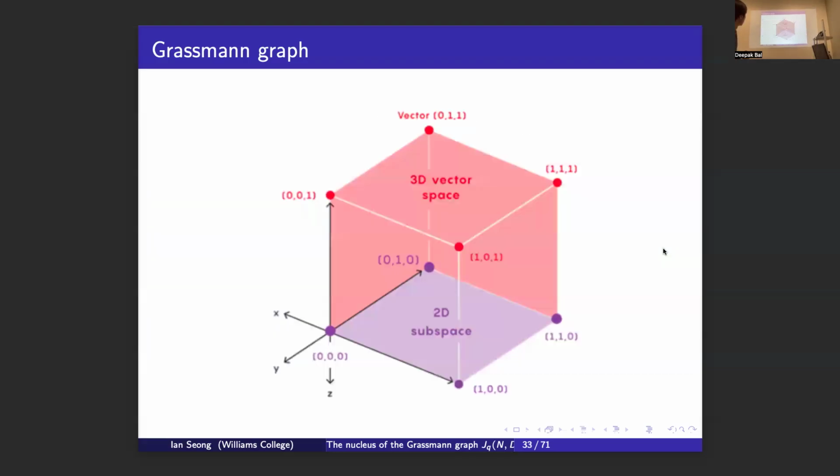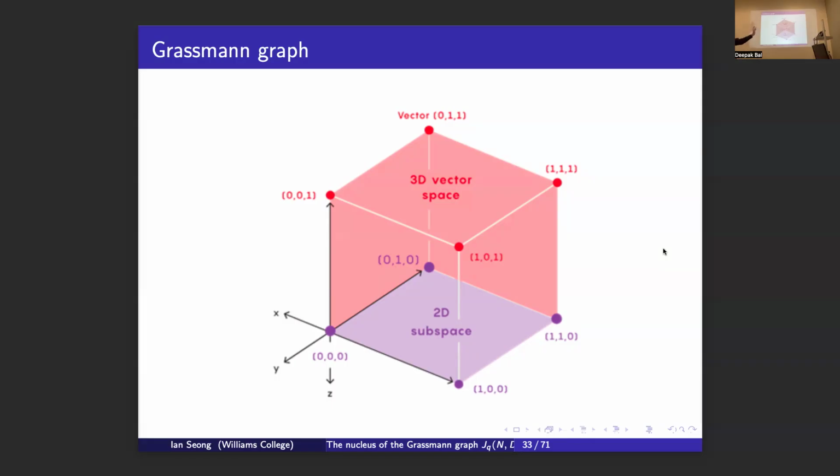Okay, so let's go through one or two examples. So here's an example of a 3D vector space. And let's say N is equal to 3 and D is equal to 2. So the vertex set is going to consist of the 2-dimensional vector spaces. And for the sake of simplicity, let's just assume that Q is equal to 2. In that case, let's think about a 2-dimensional subspace. So we can have this purple space at the bottom, or we can have a 2-dimensional subspace that goes like this. All right, and in that case, the intersection of any two 2-dimensional subspaces would be a one-dimensional subspace.